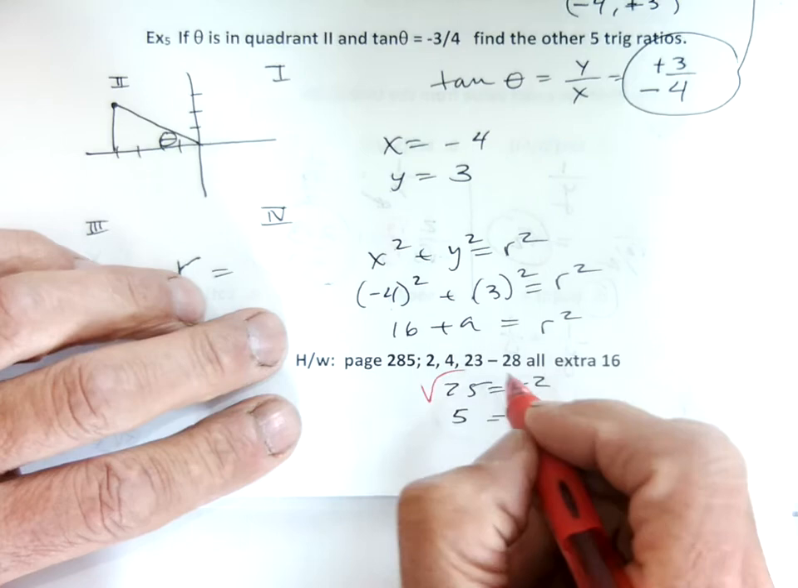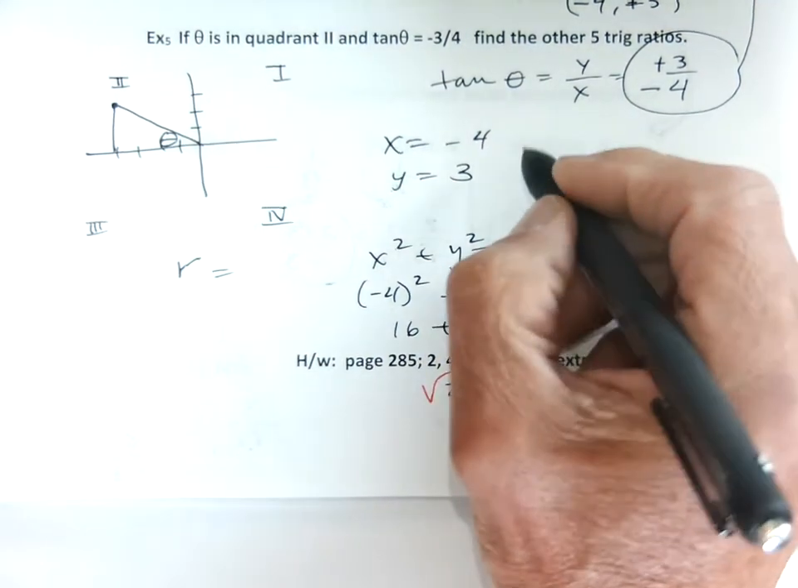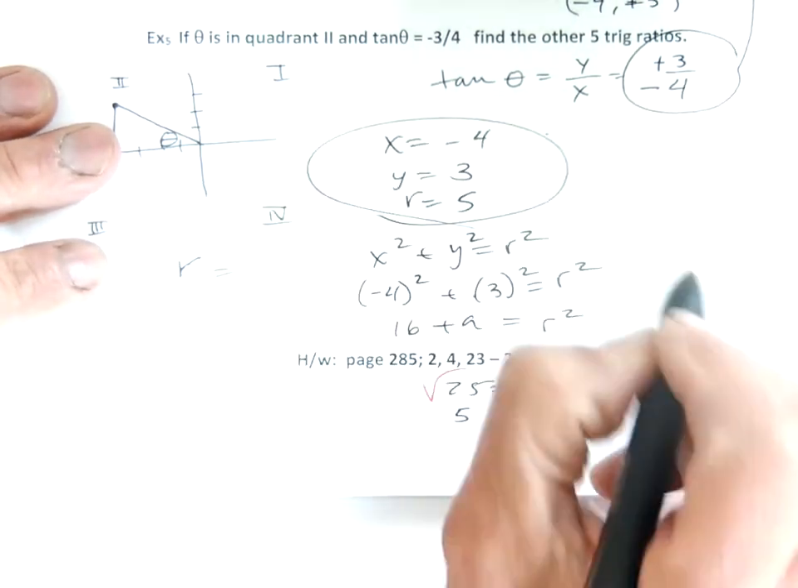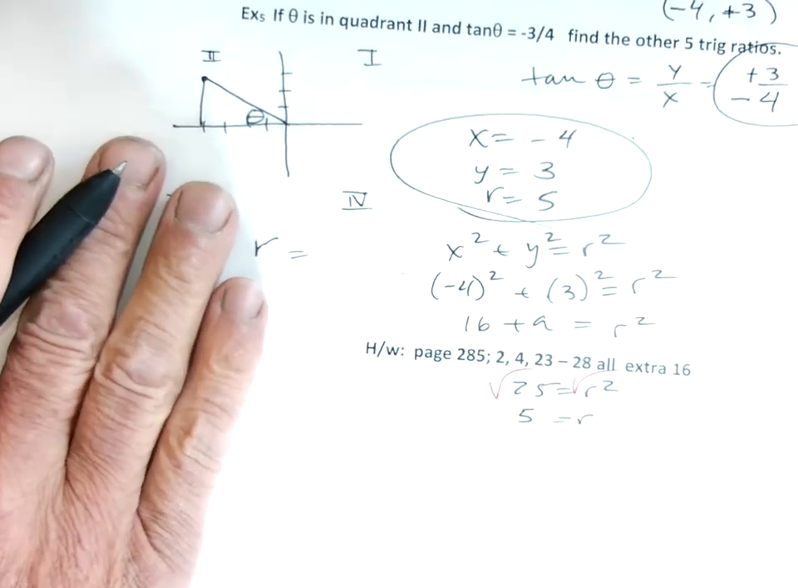I am almost done, I promise. That's why longer periods sometimes are convenient, okay? So here's what else I'm going to add to this. R is equal to 5. Now I'm going to circle that, because that's the information I need. Okay, here comes the easy part. You ready for the easy part?